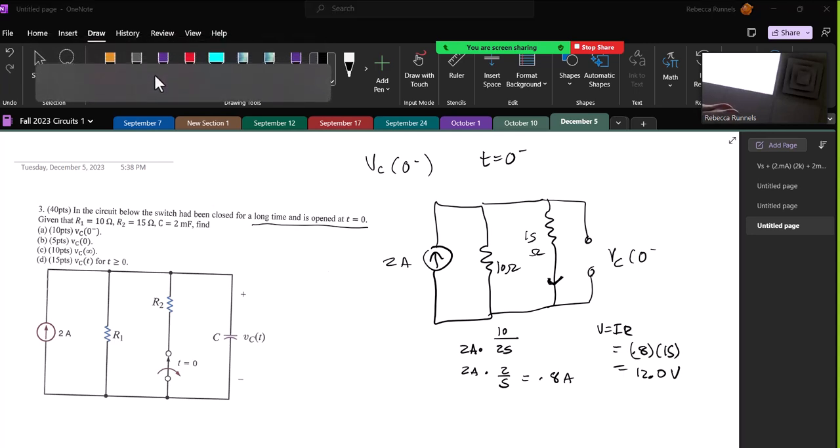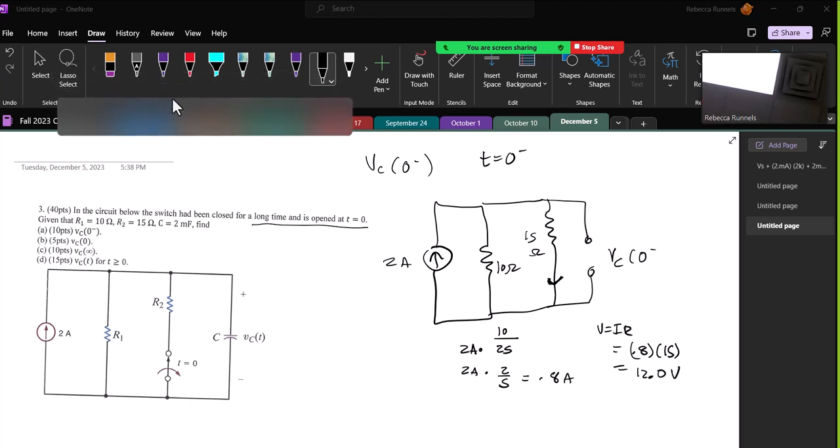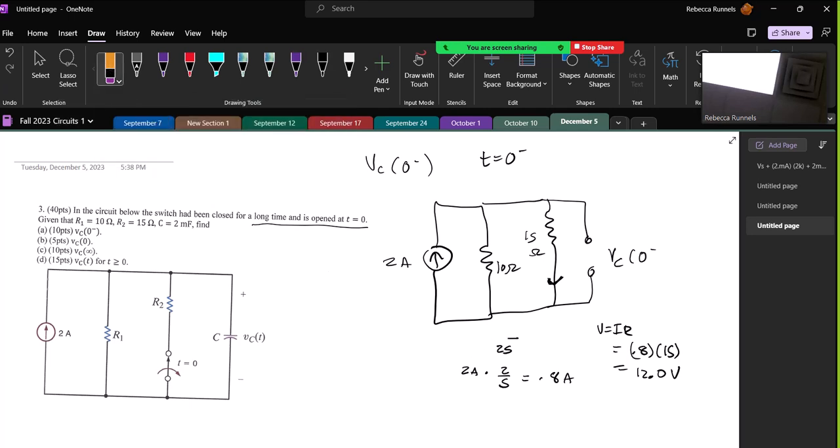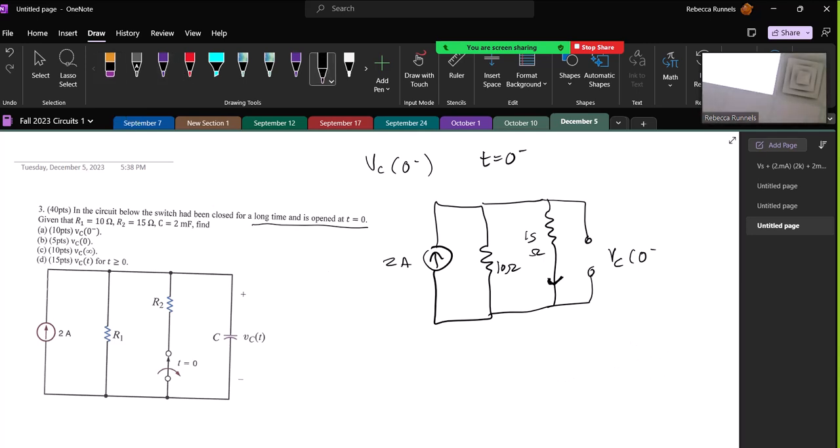But there are always a gazillion different ways to do things. Another way to do it is to notice that everything is in parallel. Since everything is in parallel, if you find the voltage across one of them, you know the voltage across all of them. That's the same even if you find their equivalent resistance. So our equivalent is product over sum, 10 times 15 over 10 plus 15, which is 150 over 25, which is 6. So our equivalent resistance, this is 2 amps, and this is 6 ohms.